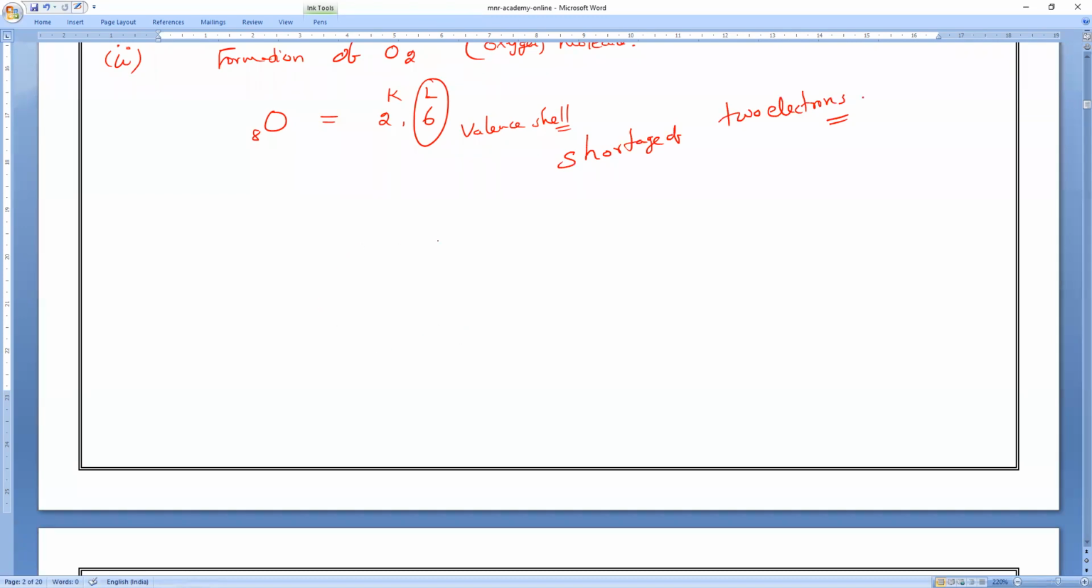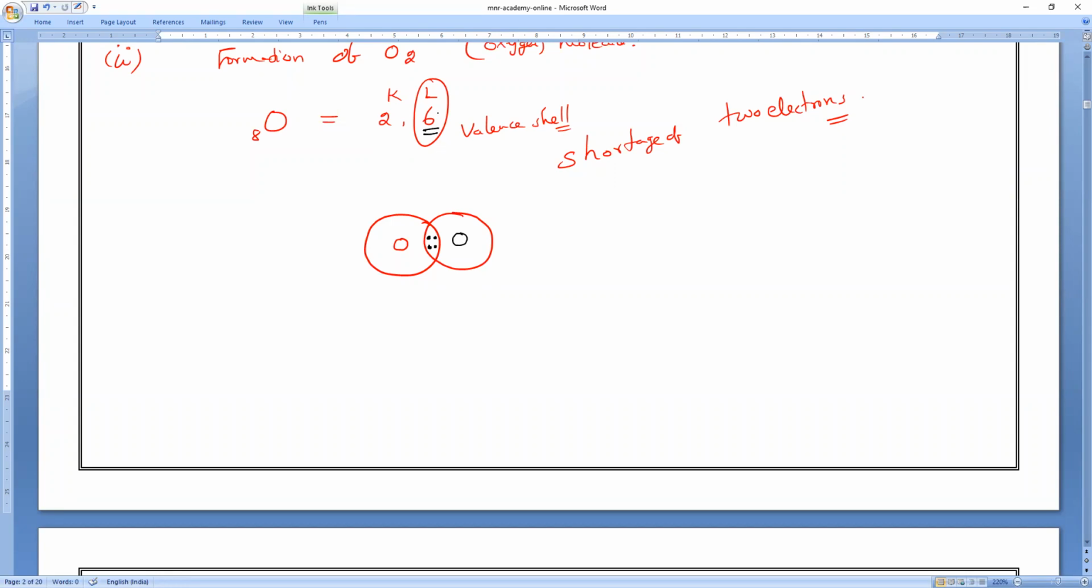So what will happen, all of you check it. One oxygen atom will come and it will combine with another oxygen atom. I'll mention it very clearly. So one oxygen atom will share one pair of electrons. Another oxygen atom also will share another pair of electrons. So now all of you observe, totally in the valence shell, how many electrons are there?